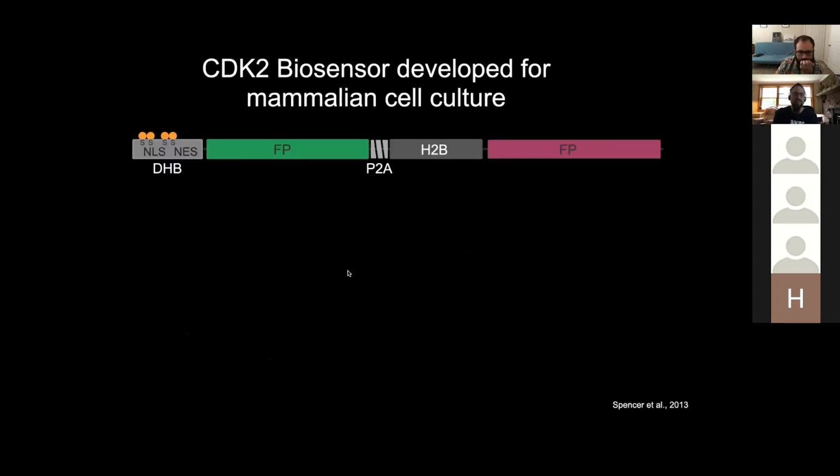The way this biosensor works is that it contains a fragment of a DNA helicase B, which I'll refer to as DHB throughout.